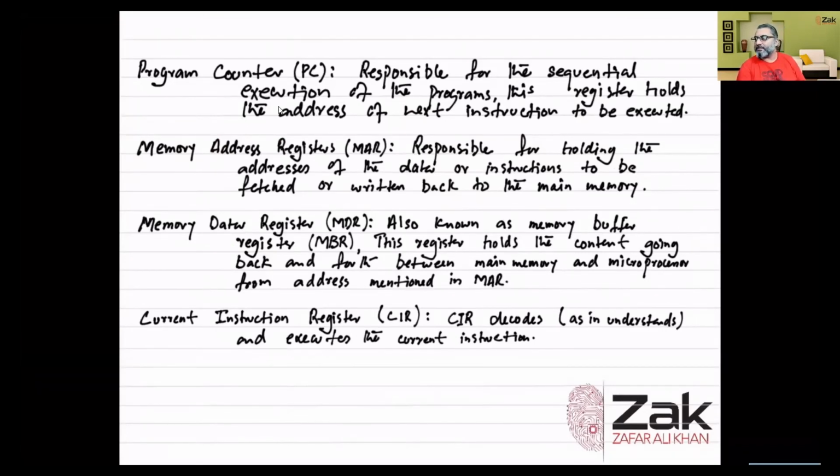Memory address register is responsible for holding the address of the data or instruction to be fetched and written back to the memory. The instruction or data that has just arrived or is going out will first be placed in memory data register. Mind it, memory data register is like the gateway of the microprocessor.